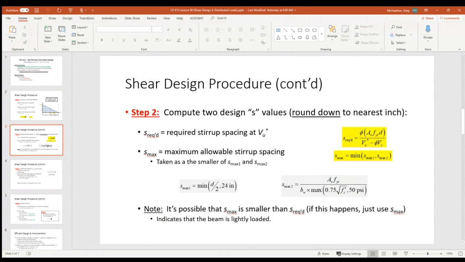Okay, next, what you need to do is compute 2 design s values. Now, this procedure is formatted a little differently than what was in the previous notes, but it's all the same work.